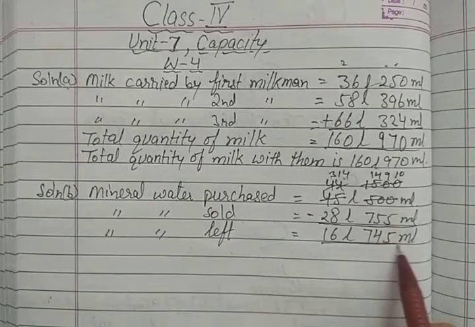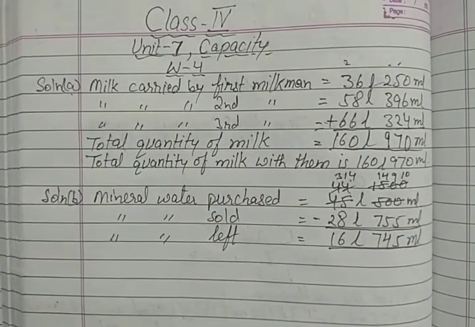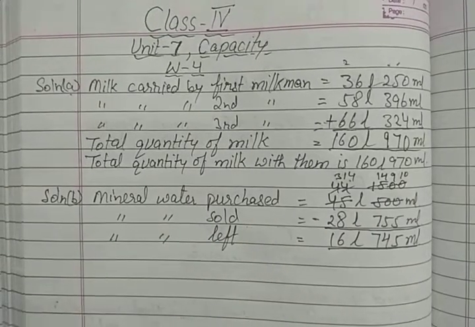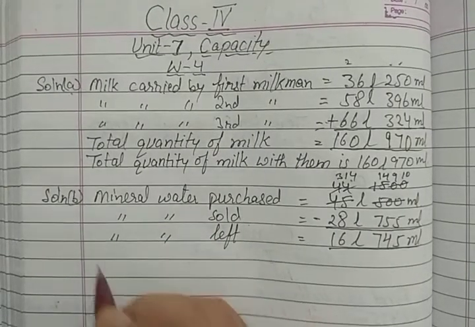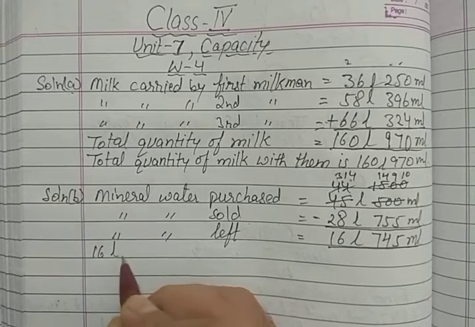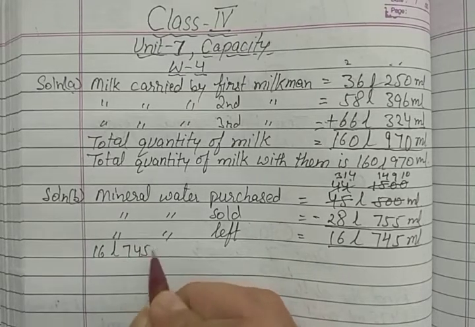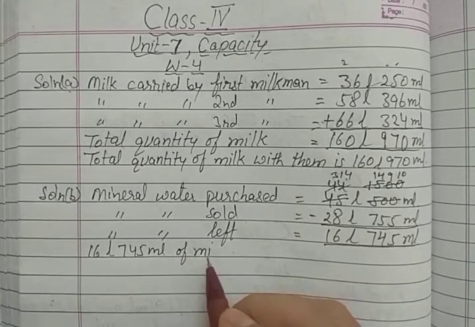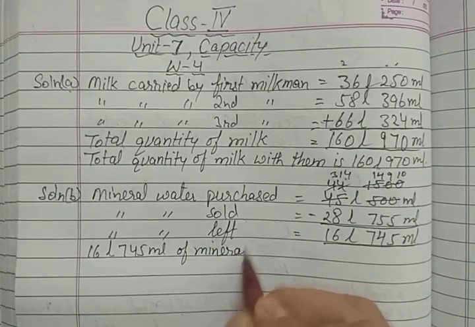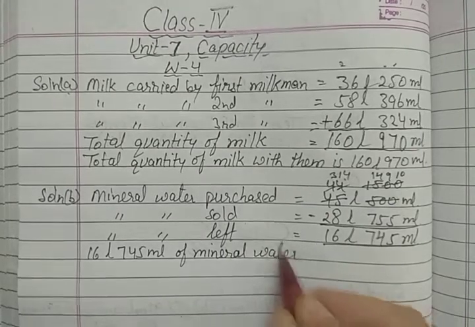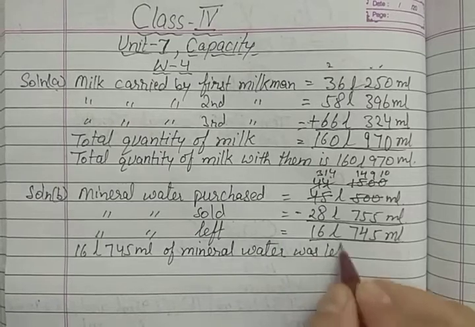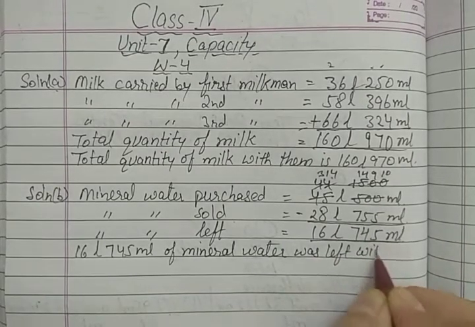So how much mineral water is left? 16 liters 745 milliliter of mineral water was left with him. So the question is, how much mineral water was left with him? So we will write 16 liters 745 milliliter of mineral water was left with him.